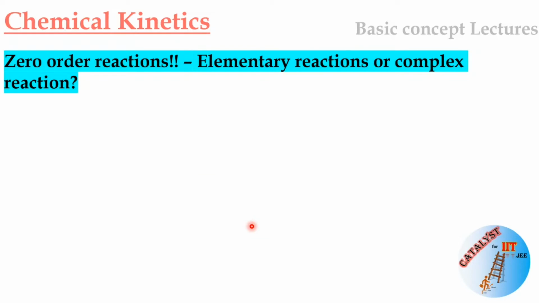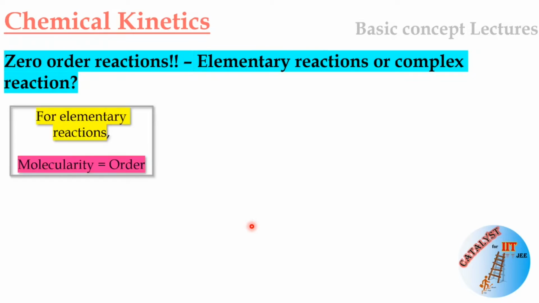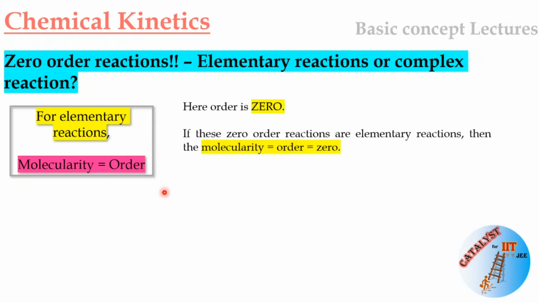If we ask this question, are zero order reactions elementary reactions or complex reactions? To answer this, how do we need to proceed? What we know from the previous lectures, we know that for elementary reactions, molecularity equals order, right? Now for zero order reactions, let us consider if these are elementary reactions. Then the molecularity should be equal to order, and then the molecularity should also be 0. But can this molecularity be 0?